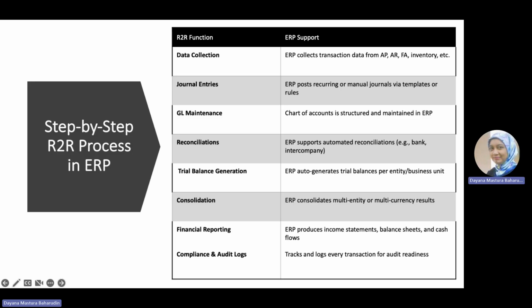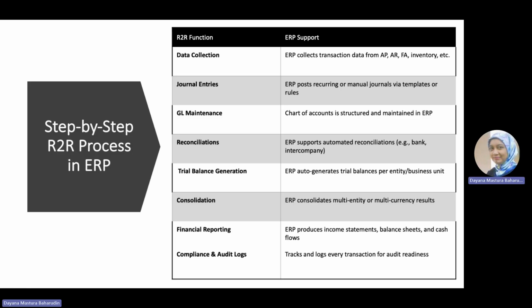Okay, now let's have a look at the step-by-step R2R process in ERP. So we have the first one, data collection. For data collection, ERP collects transaction data from accounts payable, P2P department, AR, O2C, FA, inventory and so forth. Then journal entries: ERP posts recurring or manual journals via templates or rules. Maintenance of the chart of accounts: it is structured and maintained in ERP.